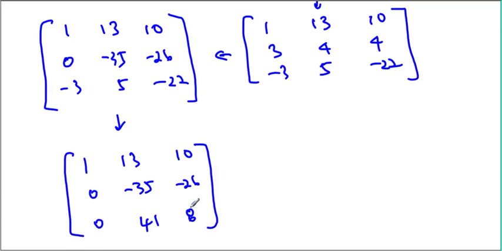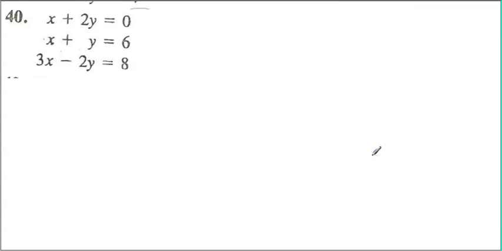Then in this case there's a contradiction because these two are not multiples of each other, so therefore there will be no solution. Here, let's look into this one. We have 1, 2, 0, 1, 1, 6, 3, negative 2, and then 8.